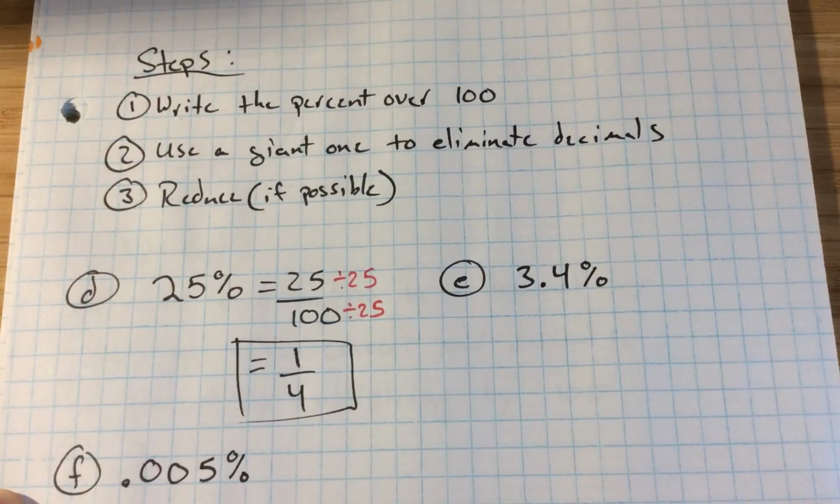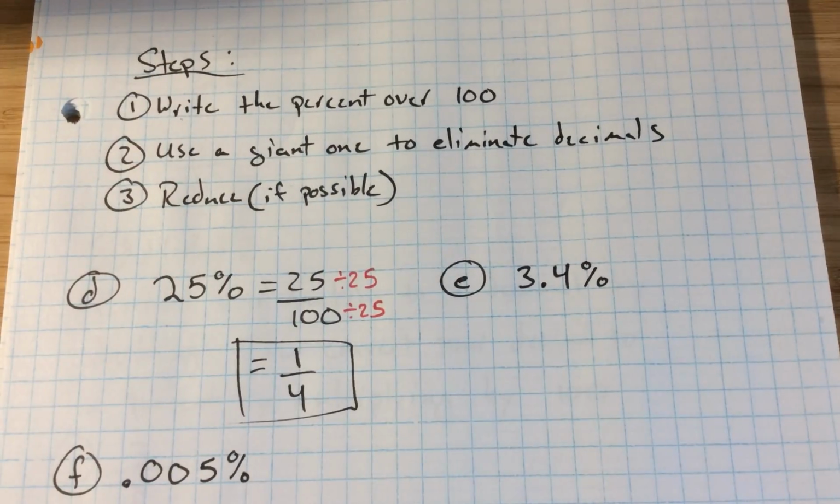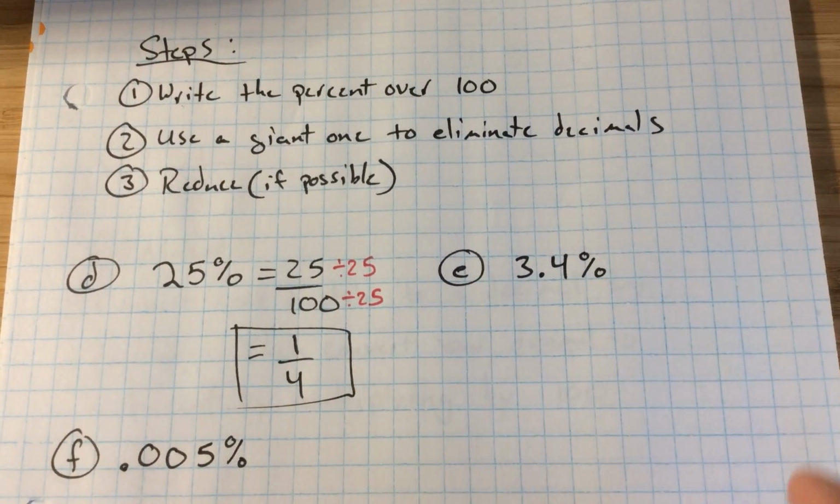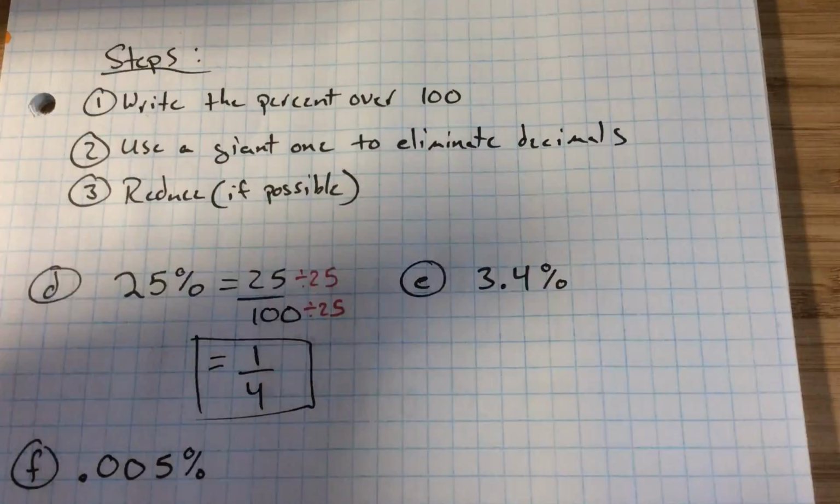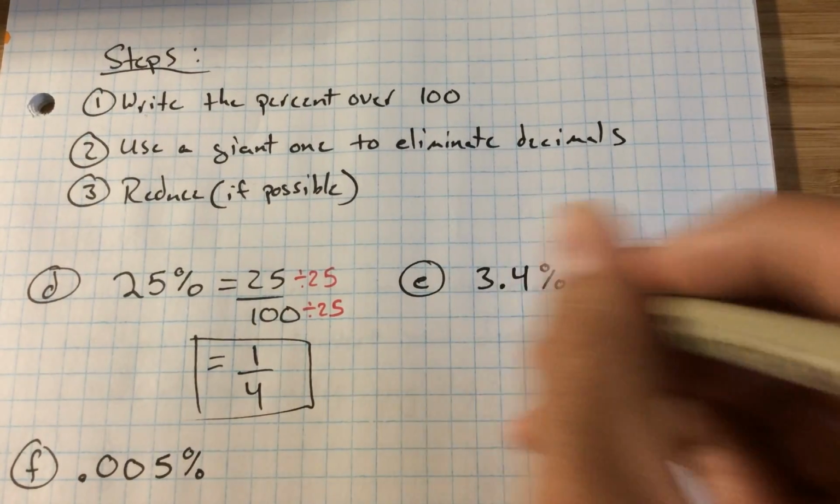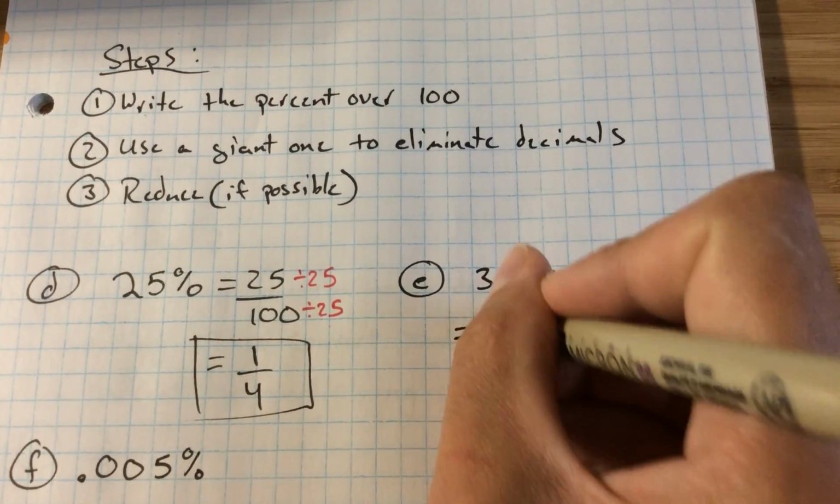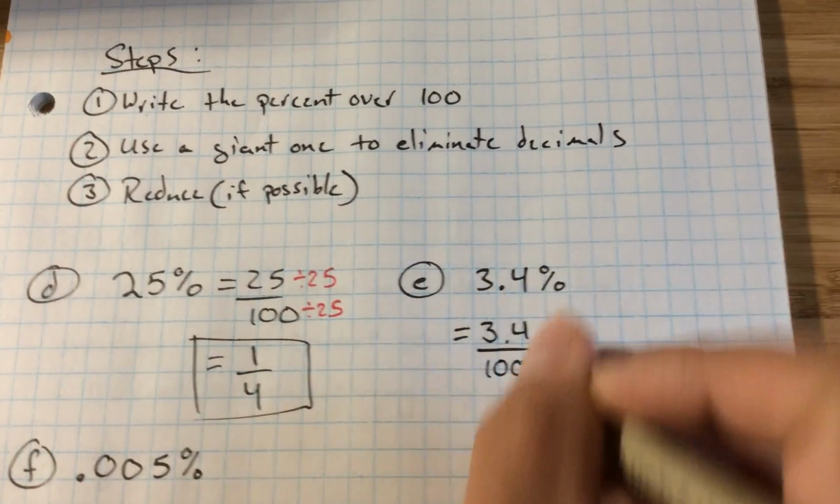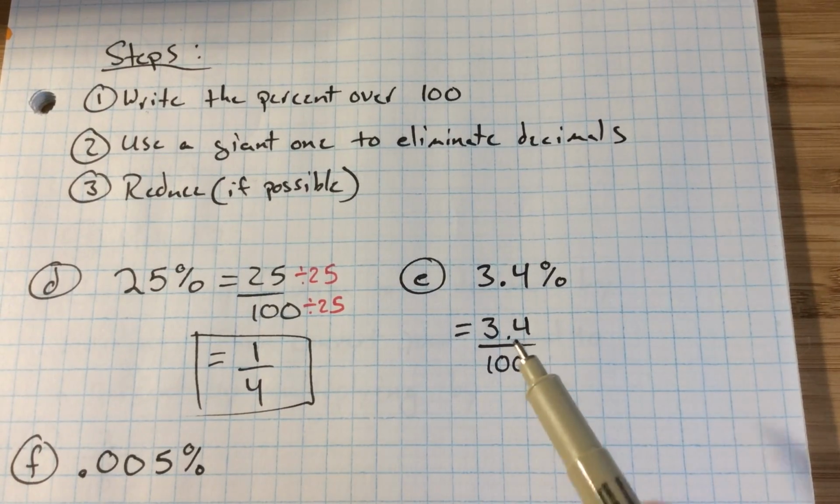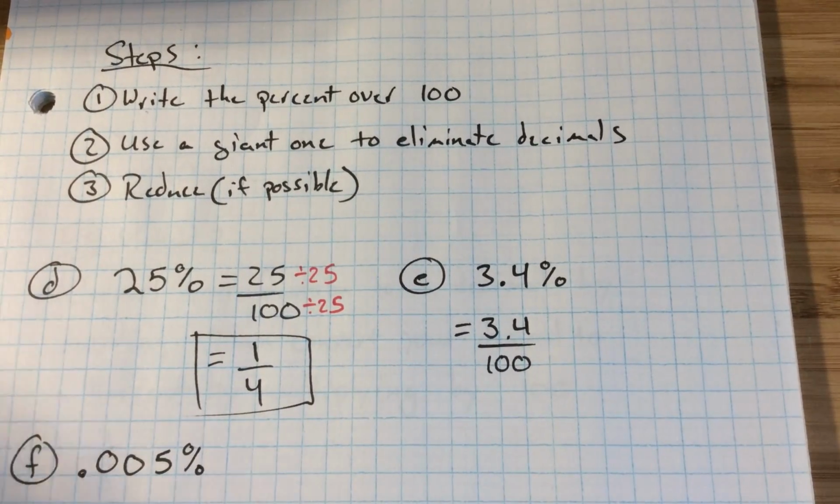Now letter E, this is where that second step there about the giant 1 to eliminate the decimals is going to come into play. Remember, we can have decimals in percents. So 3.4%, that's fine, that's a percent. But I'm going to write exactly what this says over 100. So my first step is to put 3.4 over 100. Don't start moving decimals around yet. Now, I don't want a fraction with a decimal in it. So to get rid of the decimal there, I'm going to multiply by a giant 1.